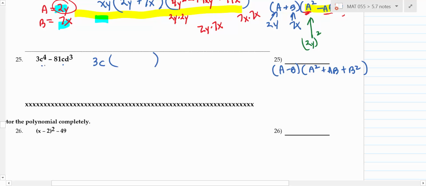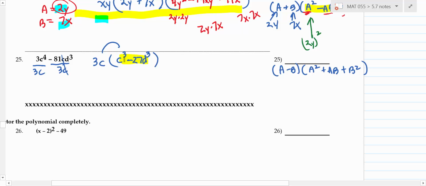Okay, and you can do this however you want to. If you're comfortable doing this in your head, that's fine with me. That's just going to give you c to the third, because 3c times c to the third is 3c to the fourth. And then 81 divided by 3 is 27. The c's are going to cross out, leaving you a d to the third. So that's step 1. Step 2 is you have to recognize that I have a difference of 2 cubes.